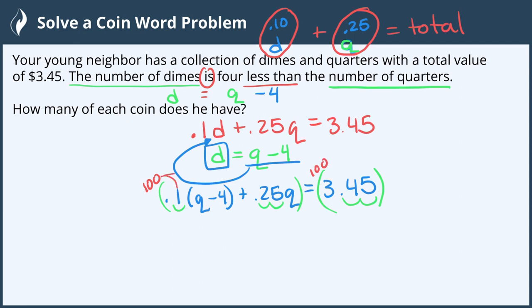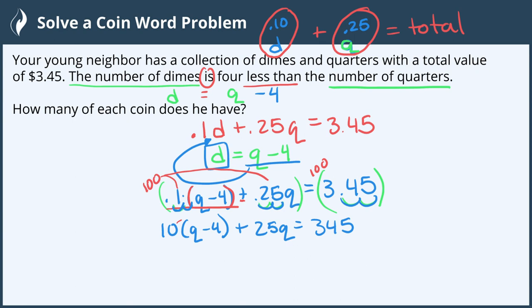So we multiply it into both terms, keeping in mind that this is one term separated by the plus sign. Don't multiply it into both of these, because with the commutative property, we're multiplying these together first. So the place value moves 2 places to the right, making this 10 times Q minus 4, plus 25Q, and 2 place values to the right gives us 345.